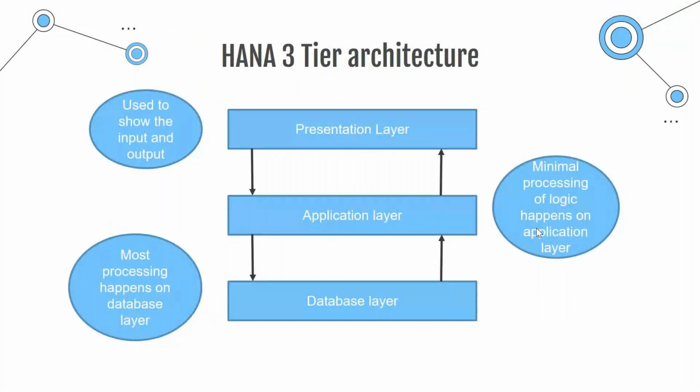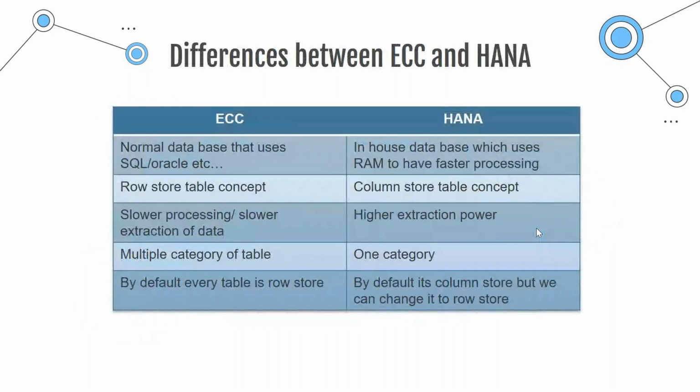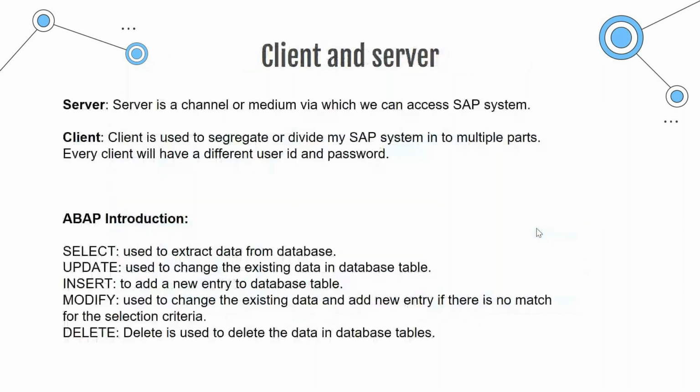We have seen the architecture of ECC and the architecture of HANA. What are the different layers of this architecture? What is the purpose of each and every layer? What is the presentation layer, application layer, database layer? Then the differences between ECC versus HANA. What is ECC? What is HANA? ECC is nothing but the older version of SAP. S4 or HANA is nothing but the upgraded version of SAP.